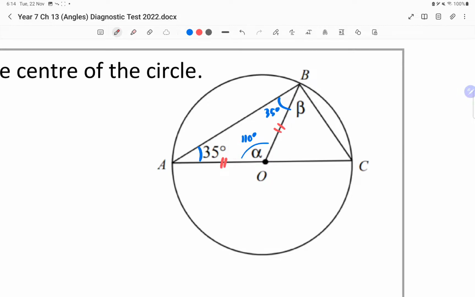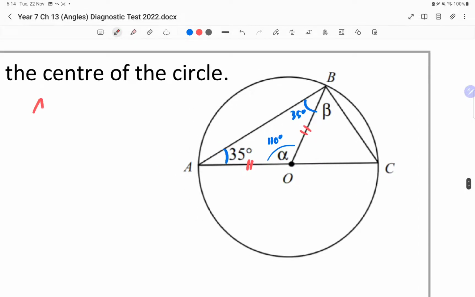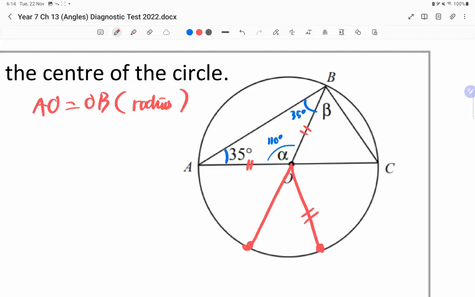AO and OB, isosceles triangle. Why are they the same? Because of the base triangle? No. The angles in a straight line? No. AO and OB are equal to each other, therefore AOB is an isosceles triangle. But why is AO equal to OB? What's the reason? Radius of a circle. Right? If I draw any line from O to the edge, it's all the same. They're all radii of a circle.